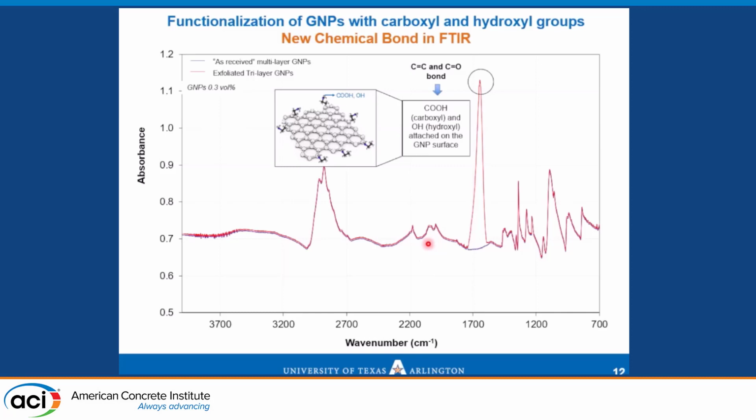Now, there is a distinct difference for the exfoliated GNPs, as this material, the tri-layer GNPs, exhibits a strong peak at around 1650 wavelength. And this peak represents the carbon-carbon double bond and carbon-oxygen double bond, and it is attributed to the attachment of carboxyl and hydroxyl groups onto the GNP surface, which is also known as surface functionalization.